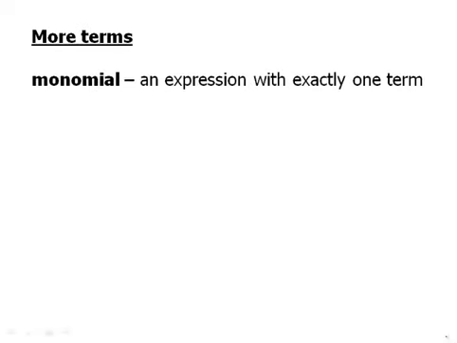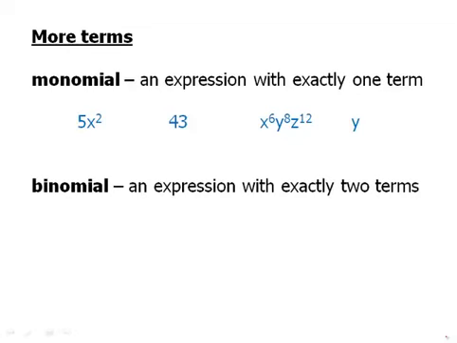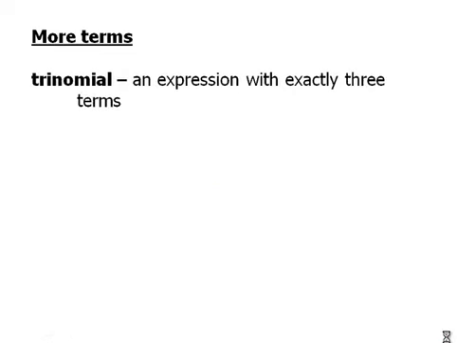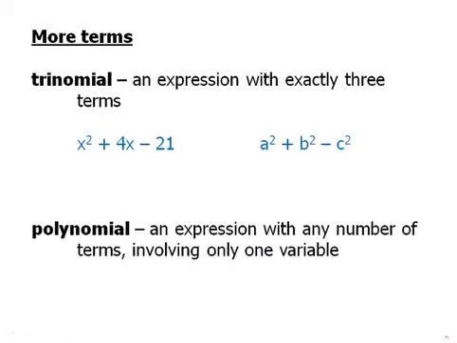A monomial is an expression with exactly one term. All of these are monomials. They are single terms. It could be just a number, could be just a variable, or a product of numbers and variables. A binomial is an expression with exactly two terms. Here are a bunch of binomials, some of them simple, some of them not so simple. A trinomial is an expression with exactly three terms. And those are some examples of trinomials. Now, we don't have to worry about what if there are 4 terms, what if there are 5 terms. We don't need to worry about the words for those.